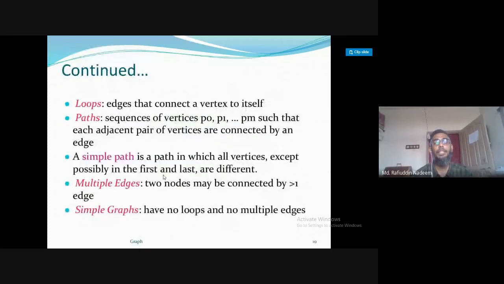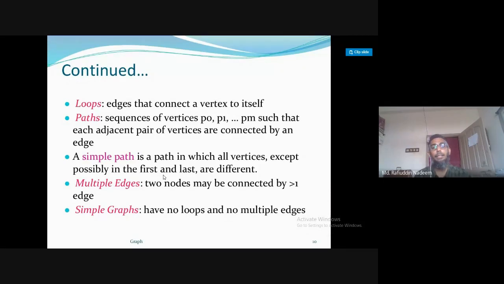Next is the path, another terminology here. A path is a sequence of vertices P0, P1, and so on to Pm, such that each adjacent pair of vertices is connected by an edge. So each adjacent pair of vertices is connected to one another, and such a sequence is called a path. And a simple path, as mentioned earlier, is a path in which all vertices except possibly the first and the last are different.